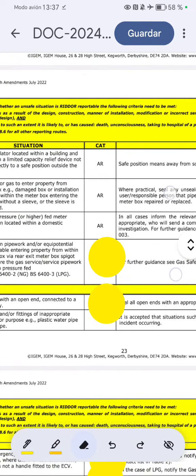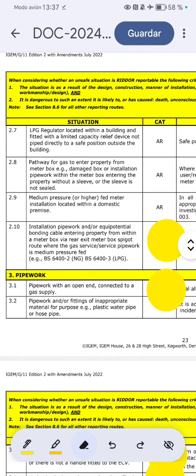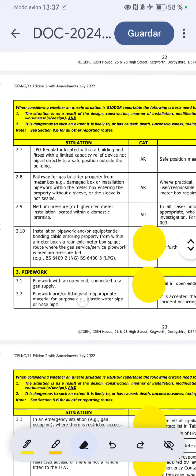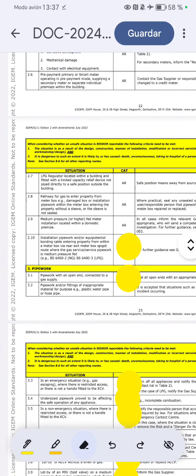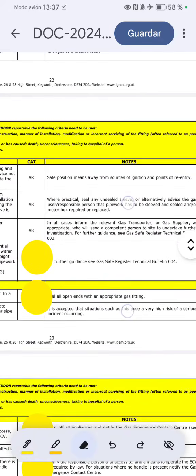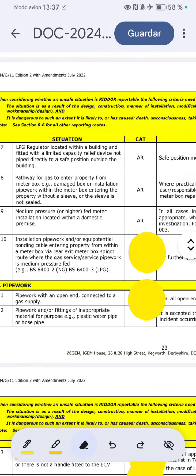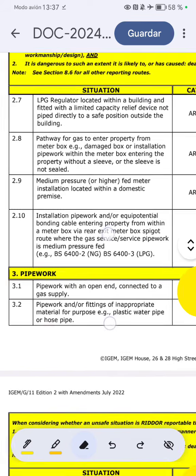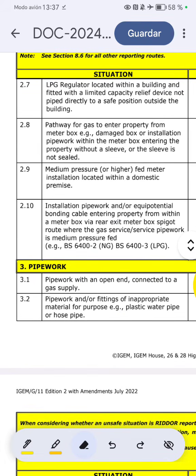Then I'll be okay. 2.10. Installation pipework and/or equipotential bonding cable entering property within a meter box via rear exit meter box spigot route where the gas service pipework is medium pressure fed. I'm surprised if this has even got a category. Has this even got a category? Further guidance, see Gas Register technical bulletin 004. Okay, it's either not the current standards or at risk. I think it's going to just say see notes. Yeah, oh, it is at risk. Oh, okay. Need to remember that and read that technical bulletin.